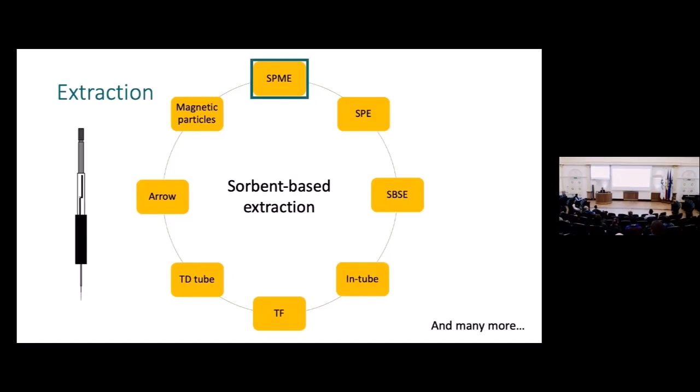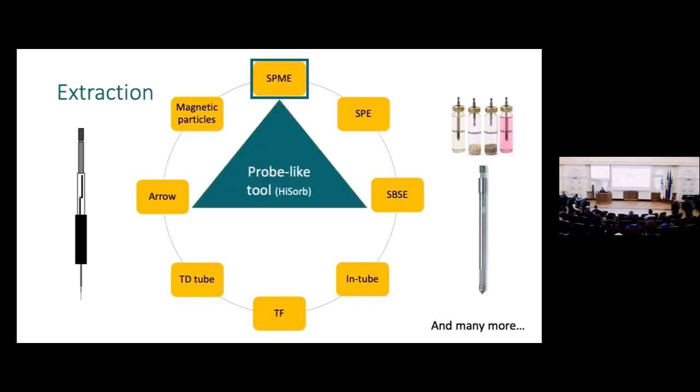But today I will talk with you about SPME and a probe-like tool called iSorb, which sits between SPME and stir bar sorptive extraction. The main difference between these two tools is the form, obviously, and also the sorbent volume, which is much higher in the iSorb than in SPME.